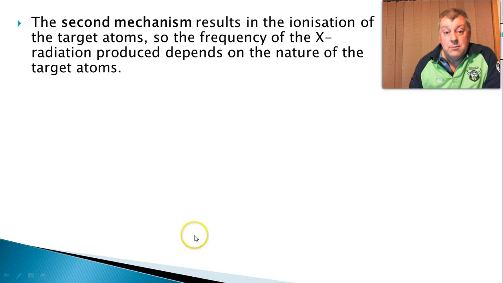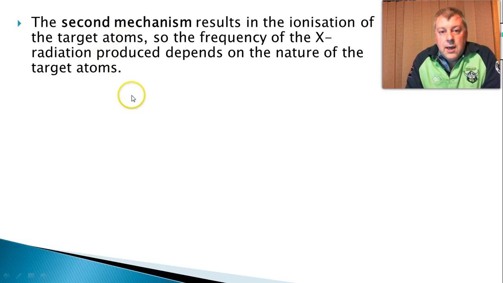The second mechanism comes about because of the ionization of the target atoms. So the actual accelerated electrons hit the target atoms and strip off electrons out of the electron shells of the tungsten. So the frequency of the X-rays produced depends on the target atoms.